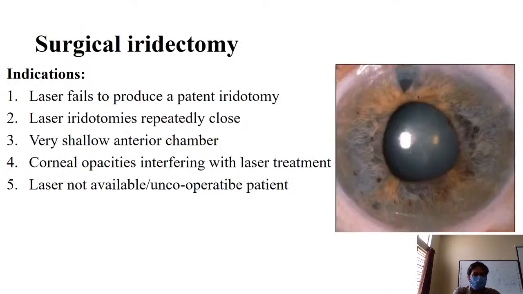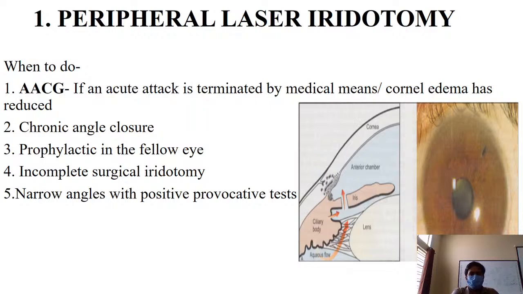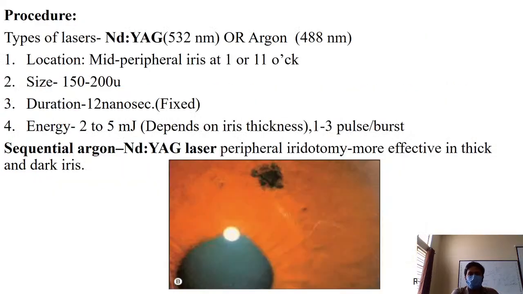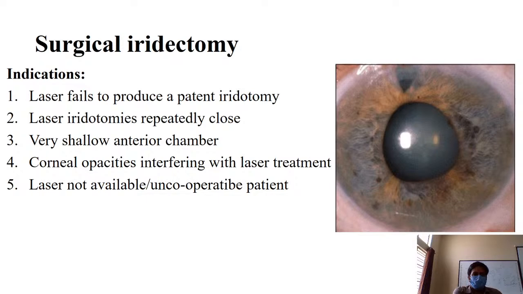The procedure is not needed at your level. And if this laser peripheral iridotomy fails, you may go ahead with the surgical PI. But this is not so much an indication, because it is an invasive procedure. You have to go inside the eye. That's why the first line of management is laser.